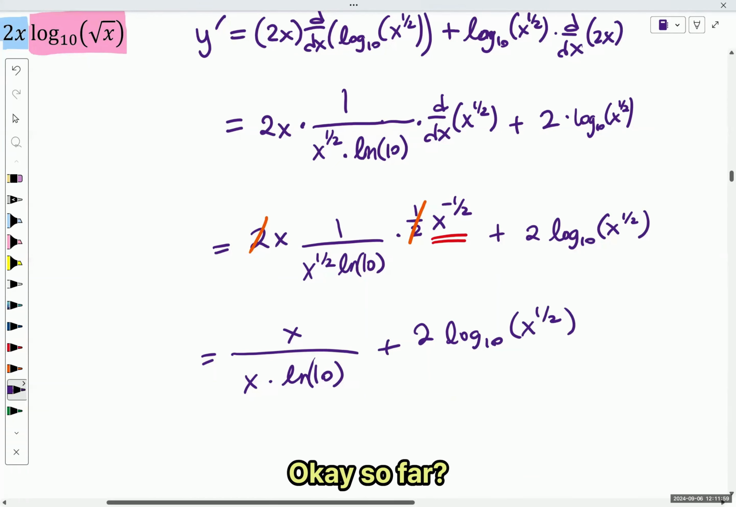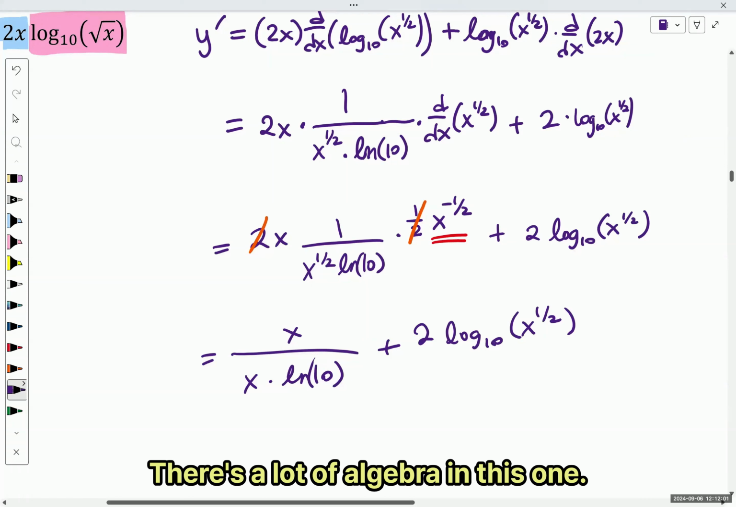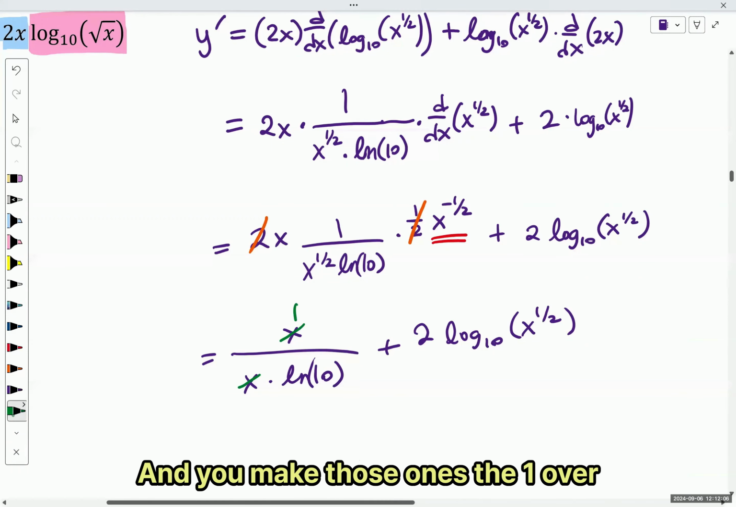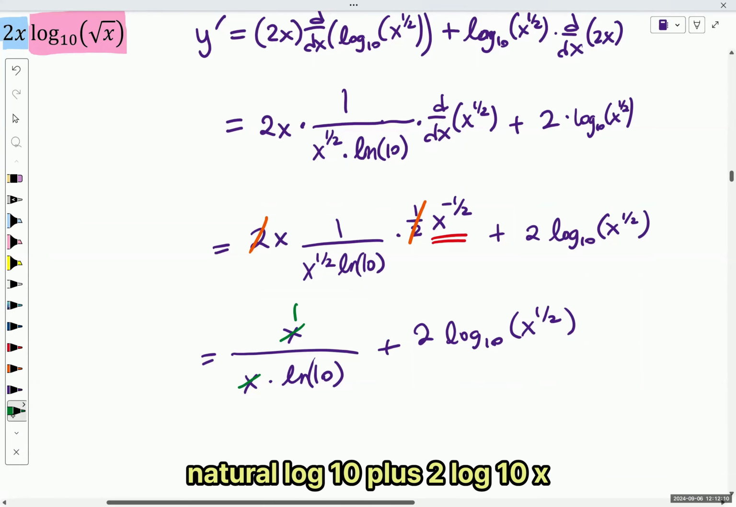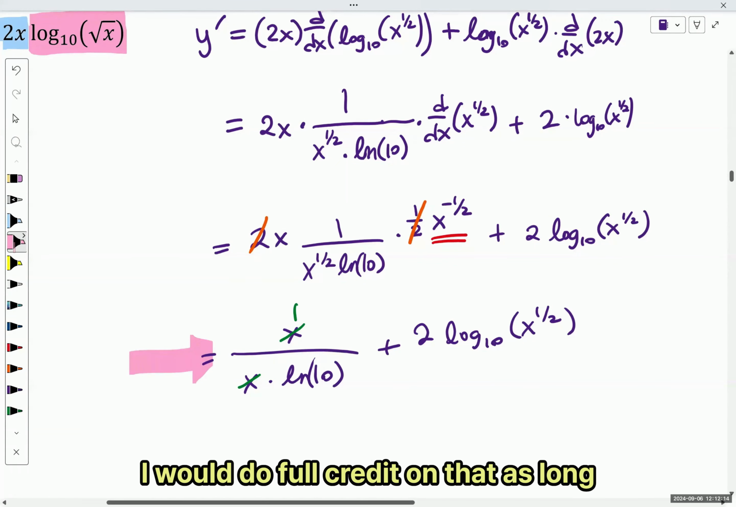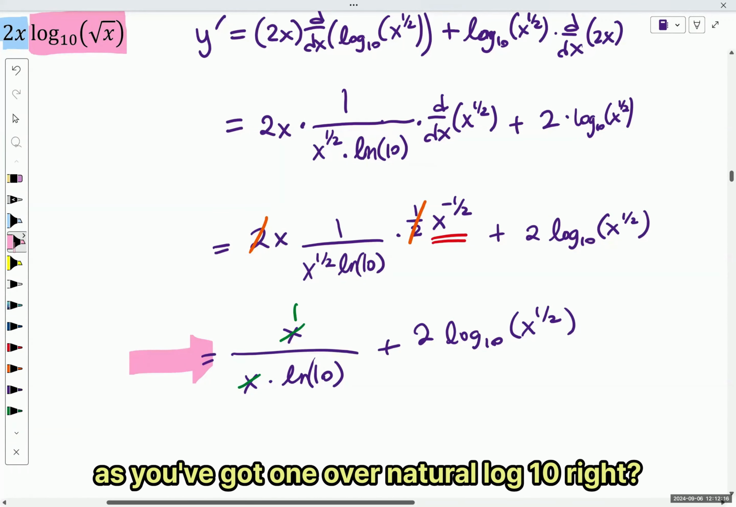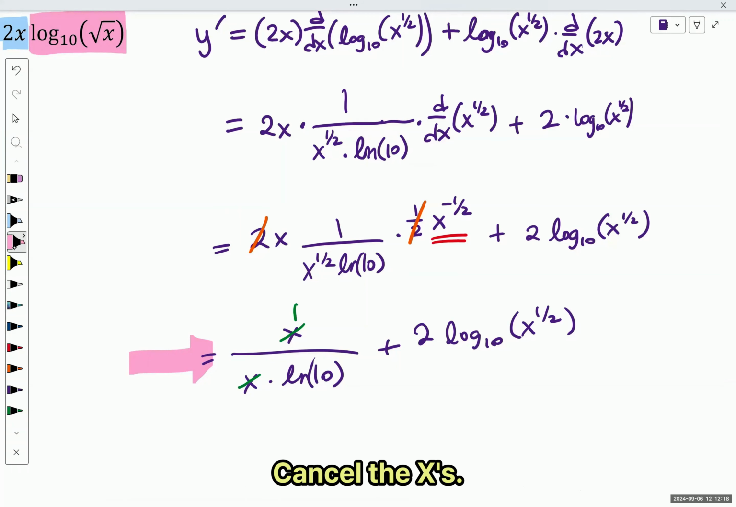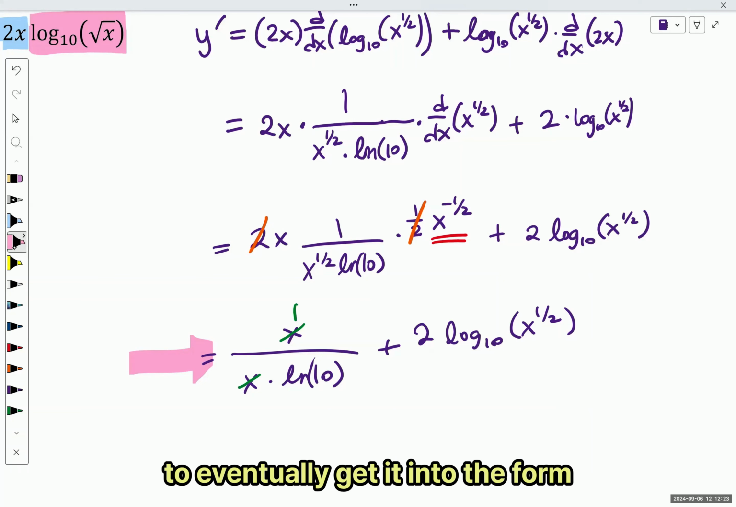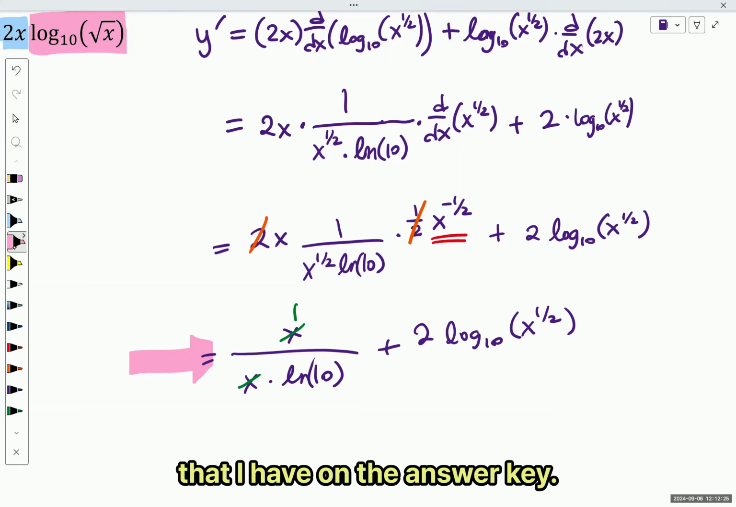Are we okay so far? I know there's a lot of algebra in this one. If you cancel the x's here and you make those ones, the 1 over natural log 10 plus 2 log 10 x to the 1/2, this one's okay. I would do full credit on that, as long as you got 1 over natural log 10. Cancel the x's. There's one thing you can do to eventually get it into the form that I have on the answer key. What is it?